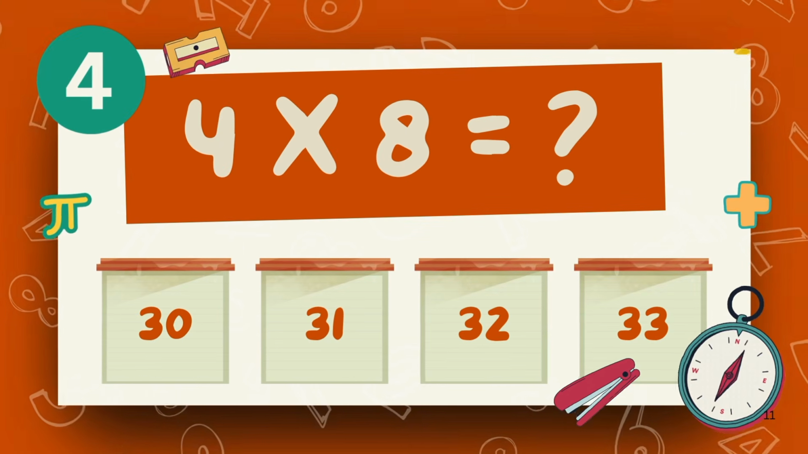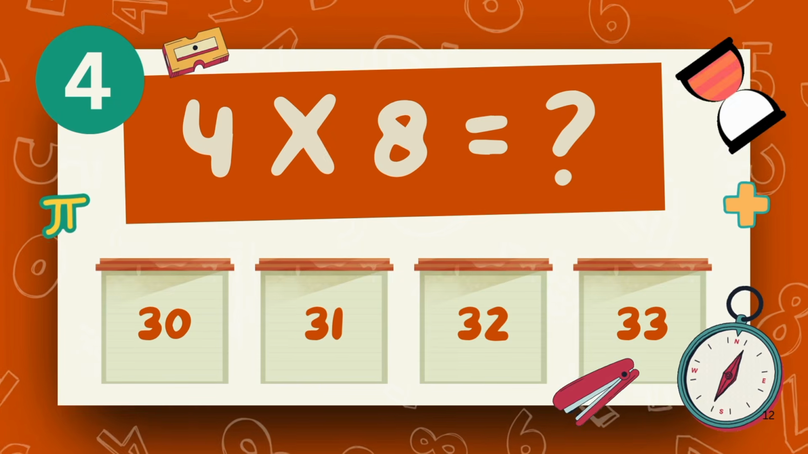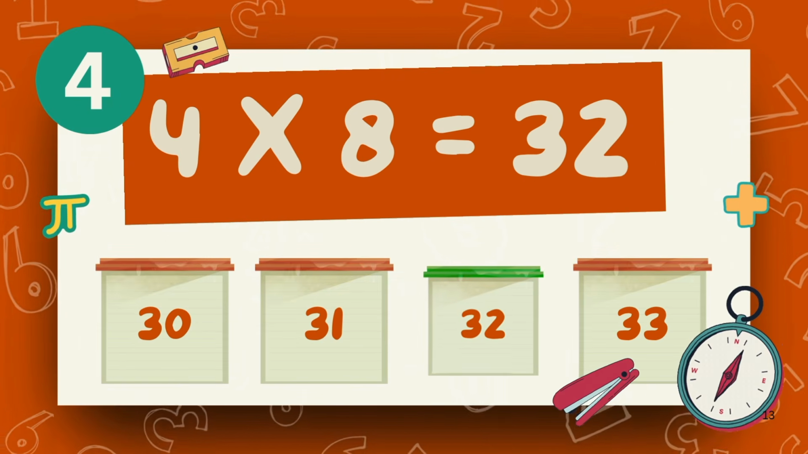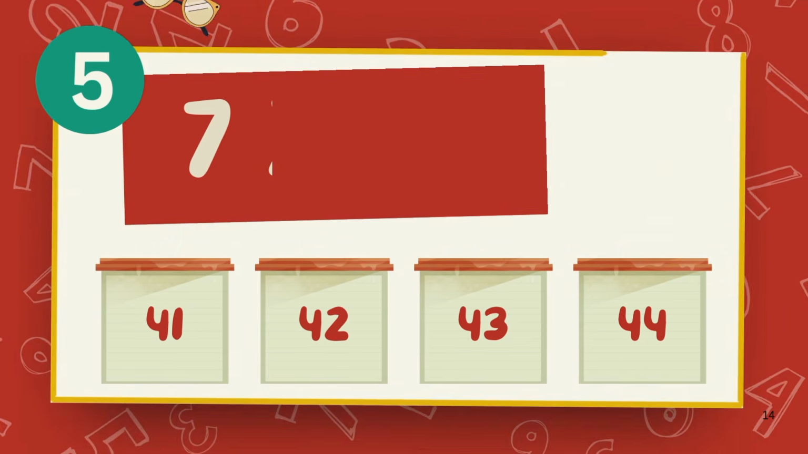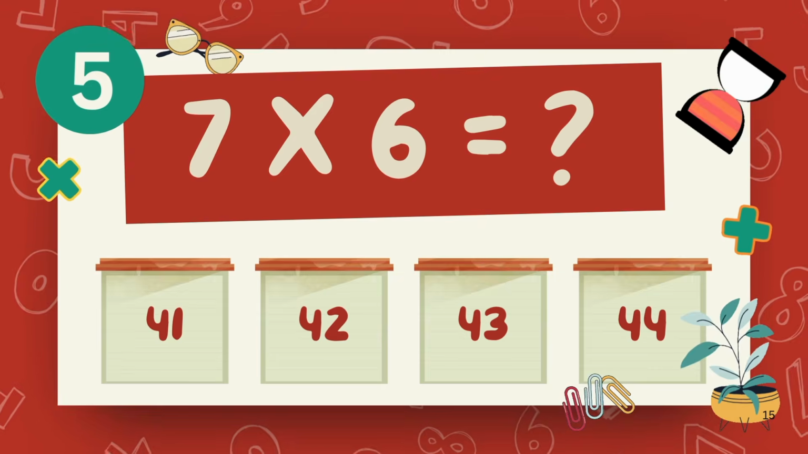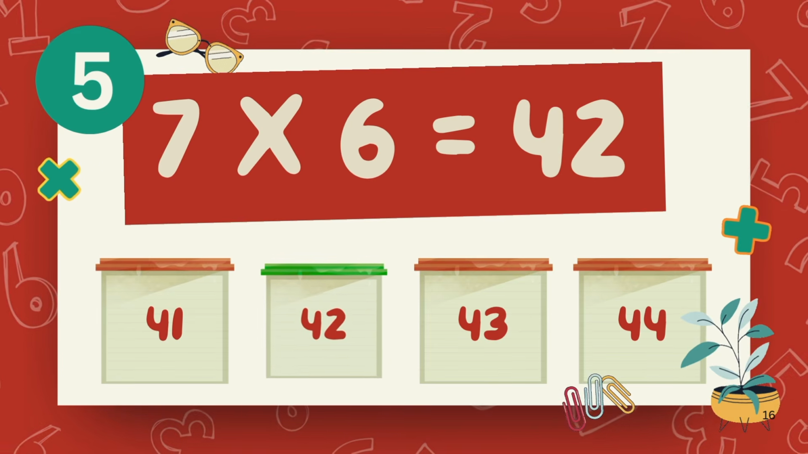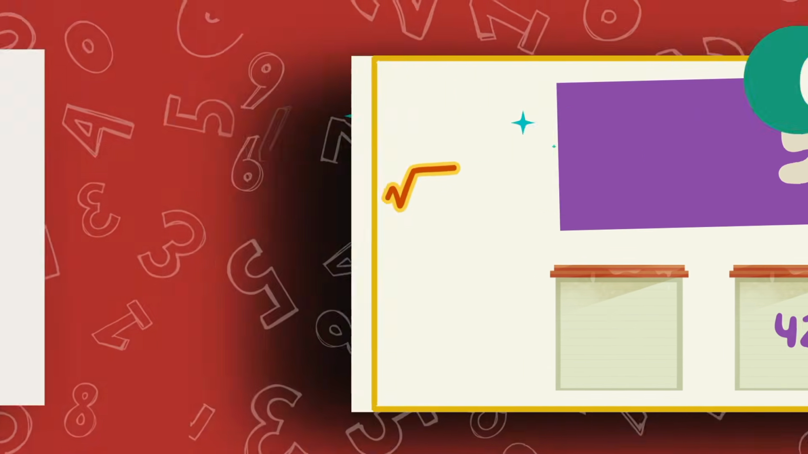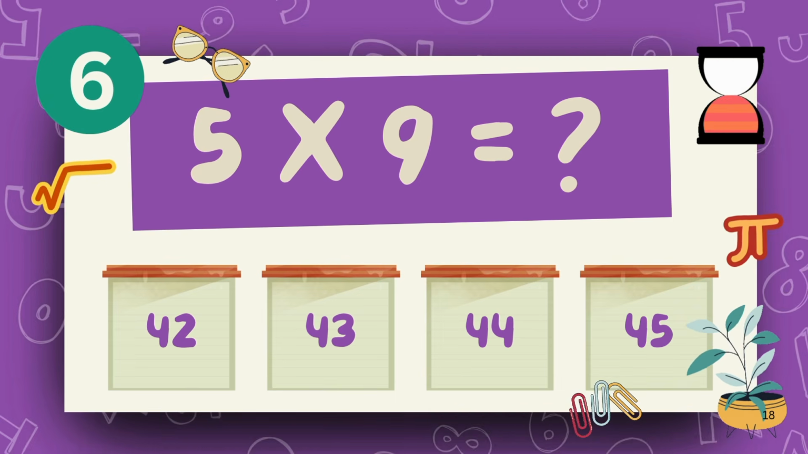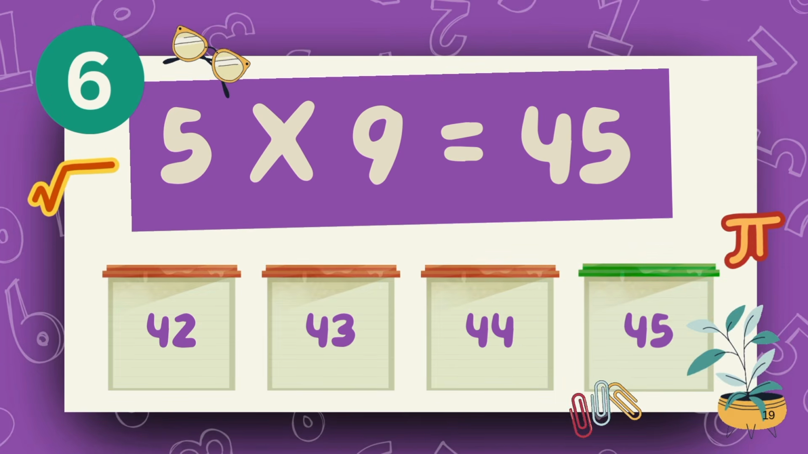What is 4 multiply 8? The answer is 32. What is 7 multiply 6? The answer is 42. What is 5 multiply 9? The answer is 45.